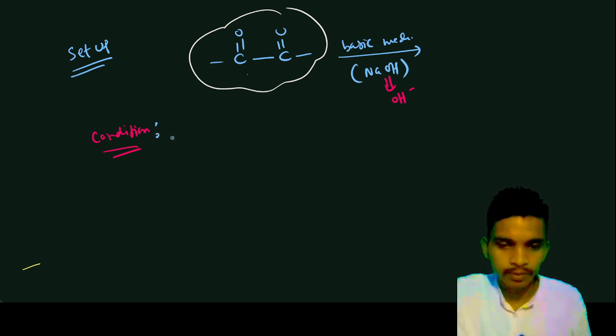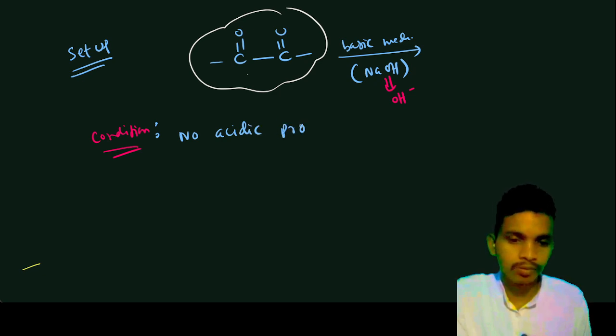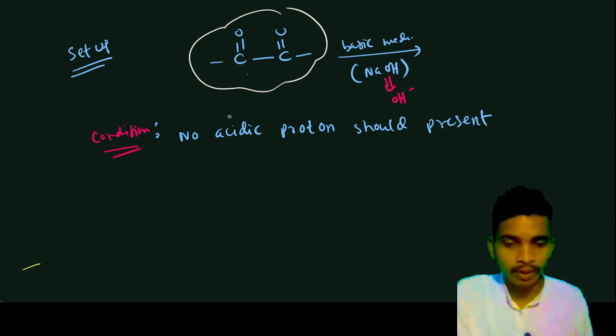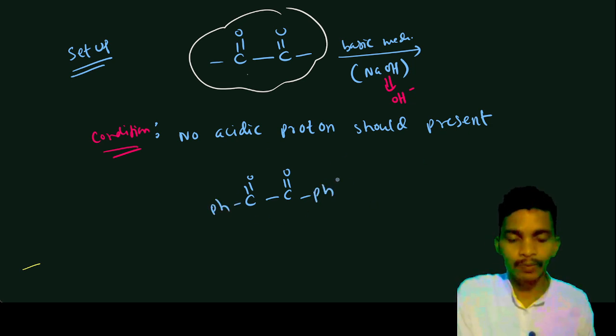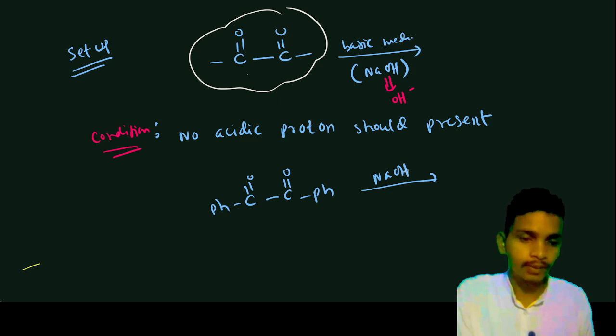The condition is no acidic proton should be present. So no acidic proton, like in this group: CO, CO, and let's say phenyl here, phenyl here, no acidic proton is there. And if it is a basic medium, let's say NaOH is there, then the benzilic rearrangement will happen.